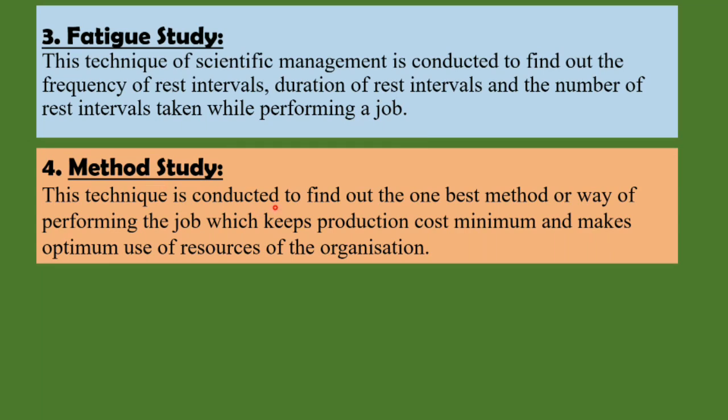So this technique is conducted to find out the one best method or way of performing the job which keeps production cost minimum and makes optimum use of resources of the organization. So in your method study, Taylor suggested that the method of production should not be decided by rule of thumb, but all the methods must be tried in the organization, and the one which brings maximum benefits with minimum cost must be selected.